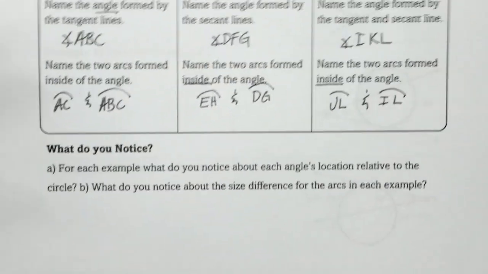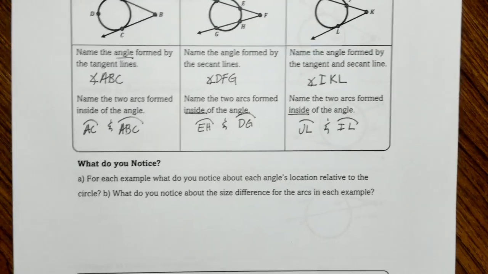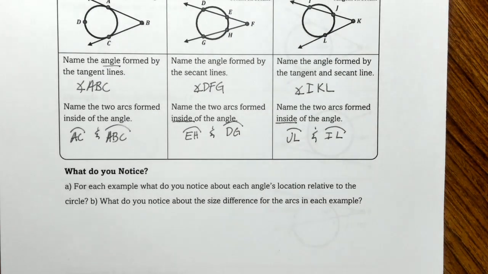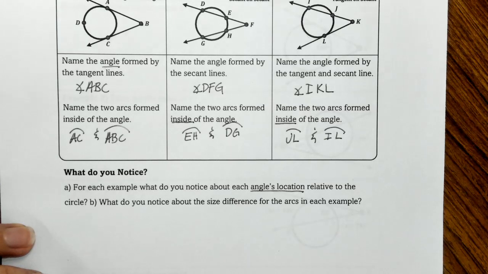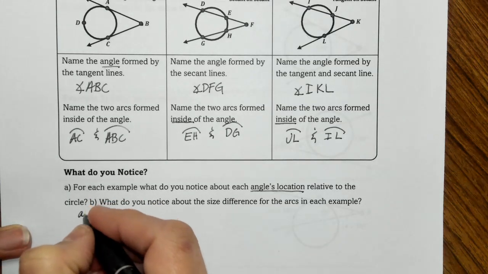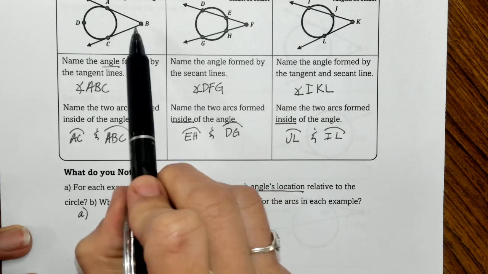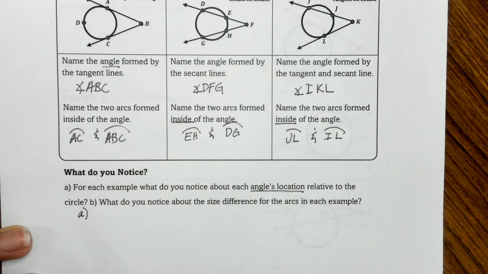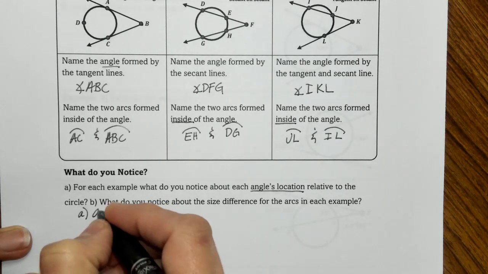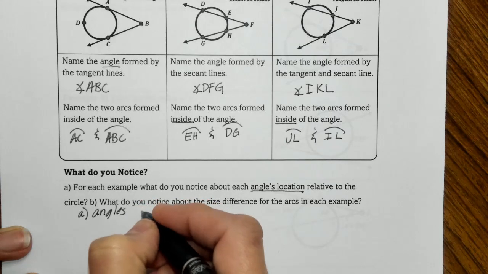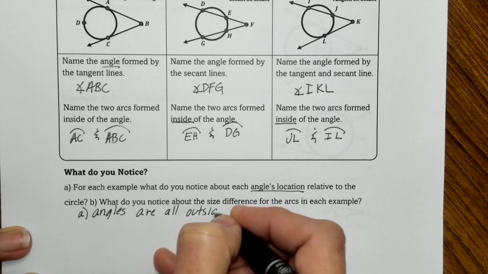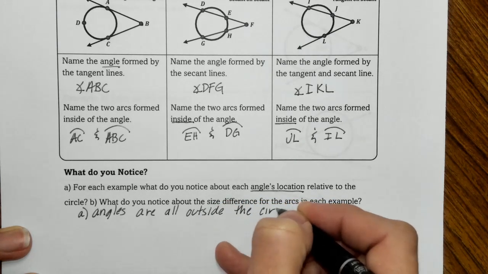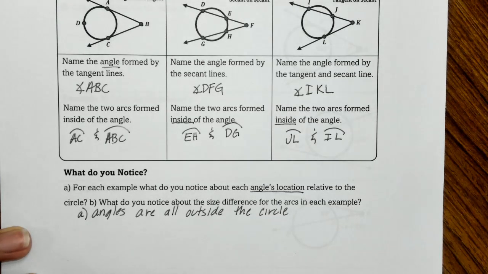So we're talking about these diagrams. The questions below are asking, A, for each example, what do you notice about each angle's location relative to the circle? Well, we'll go ahead and answer A. Each one of these angles is located outside, and in further notes, you'll understand why this is important. So we can put in here, angles are all outside the circle. Please pause and get that finished.